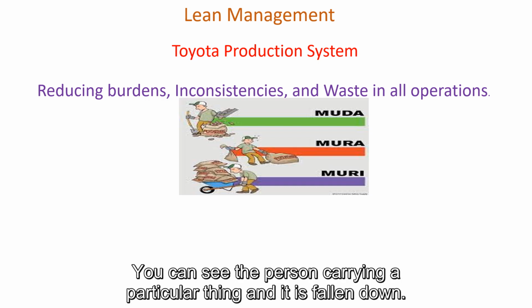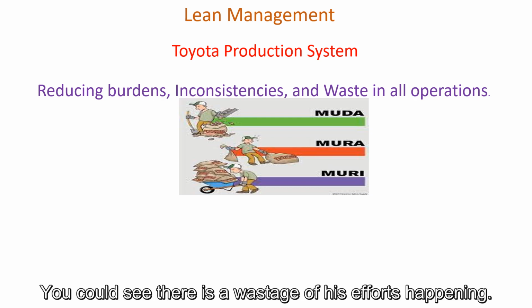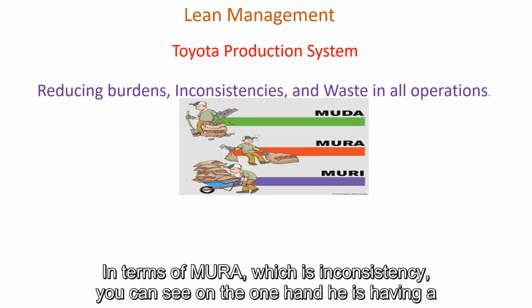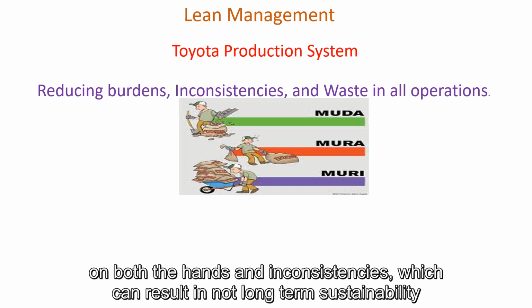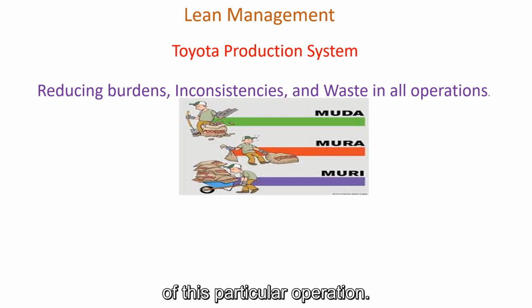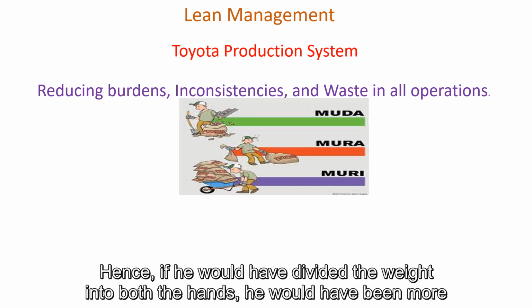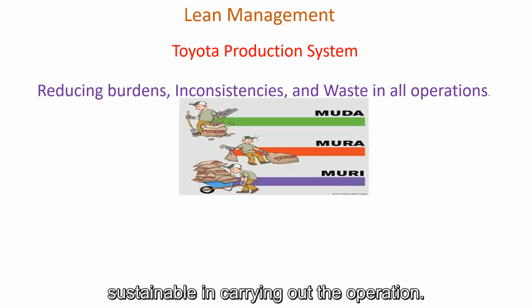You can see the person carrying a particular thing and it has fallen down. You could see there is a wastage of his efforts happening. In terms of Mura, which is inconsistency, you can see on the one hand he has a larger sack and on the other hand a smaller sack. That results in different weights on both hands and inconsistencies, which can result in no long-term sustainability of this particular operation.